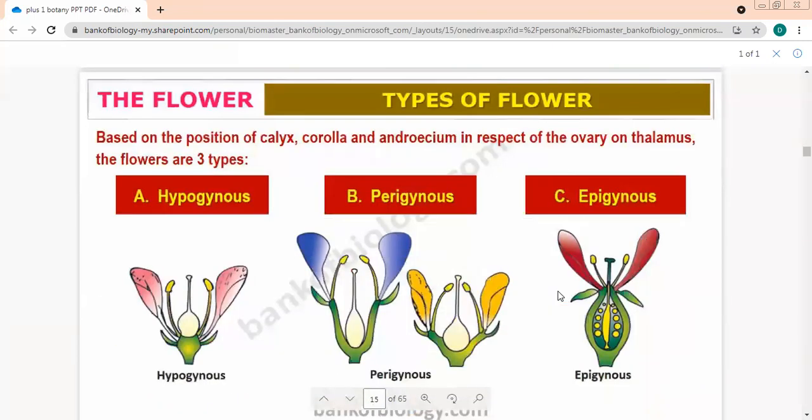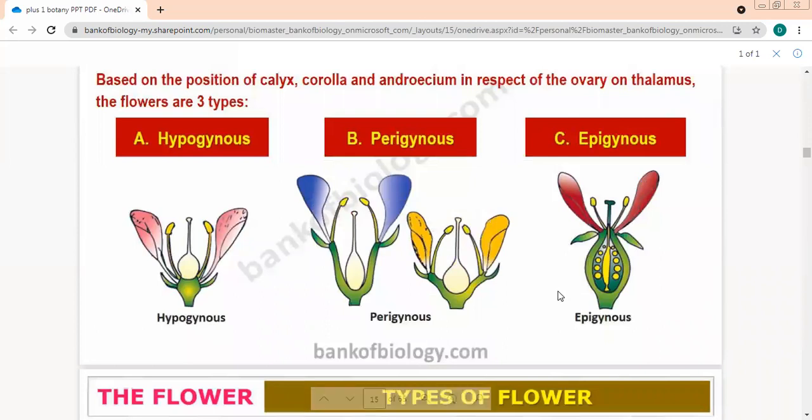Based on the position of the calyx, corolla, and androecium, again we have flowers of 3 types. So we are doing different classifications. Don't worry, I'll revise with you different classifications again. Based on the position of calyx, corolla, androecium, मतलब आप इतना कंफ्यूज मत होइए, बस ये याद रखिए based on the position of ovary, बस इतना याद रखो. Based on the position of ovary, we have three kinds of flowers: hypogynous, perigynous, and epigynous. This is based on the position of what?